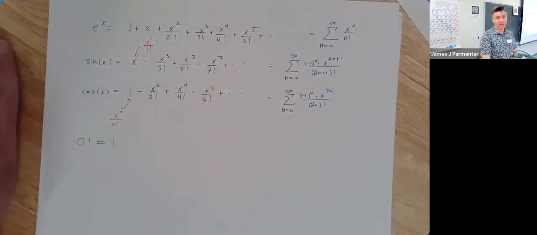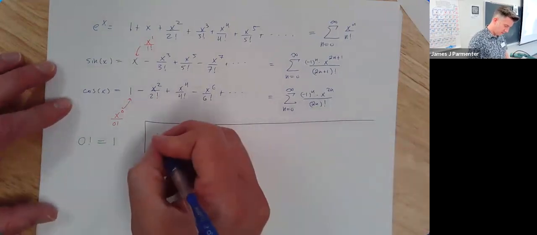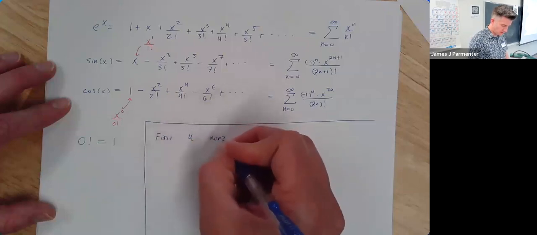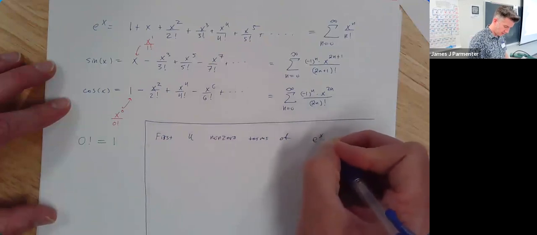So then we could ask a question like, what are the first 4 non-zero terms of e to the x times sine of x?